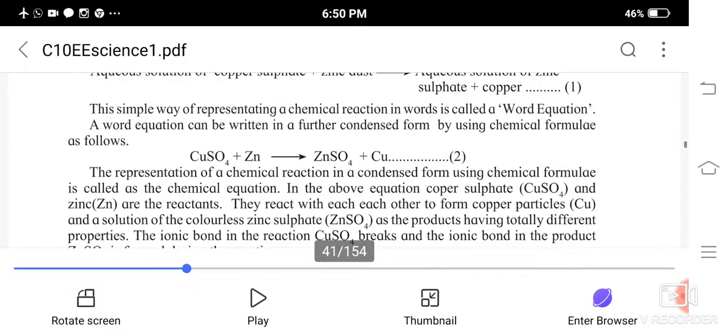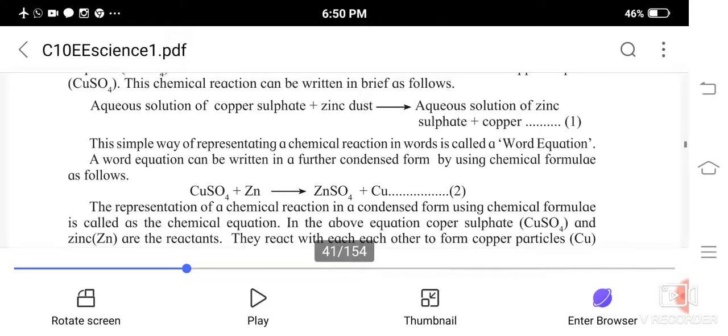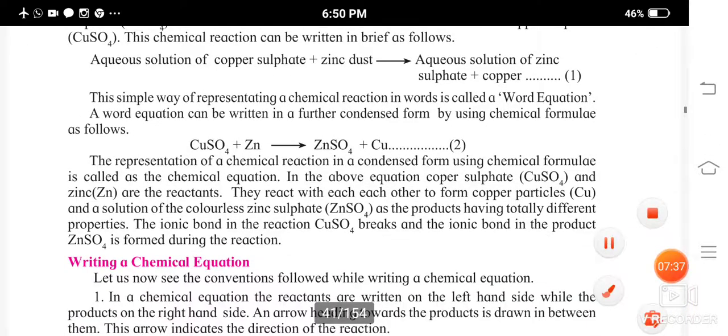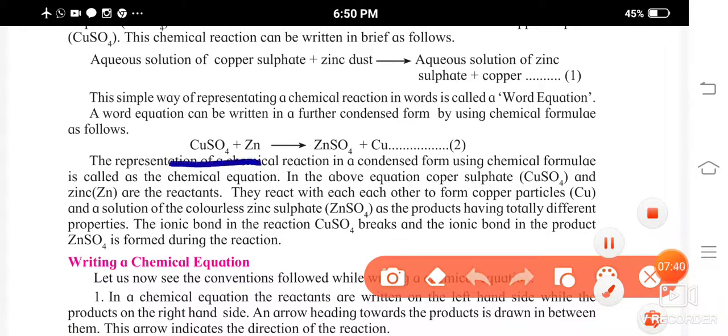Now remember, if the reactants are more than one, here you can see there are two reactants, isn't it? So you're going to write a plus sign in between the reactants and the products also. If they are more than one, then you are going to write a plus sign between them.